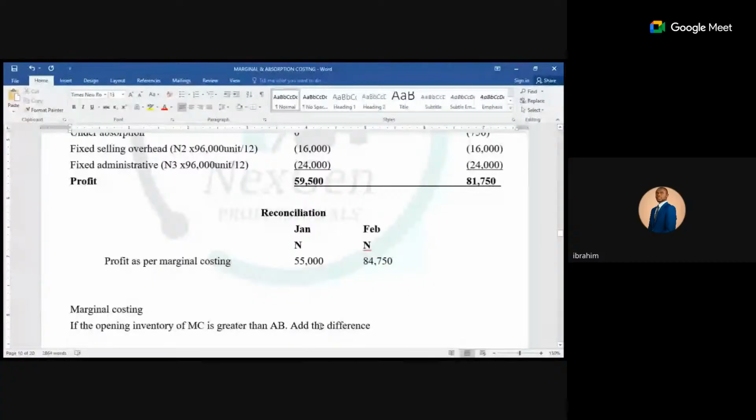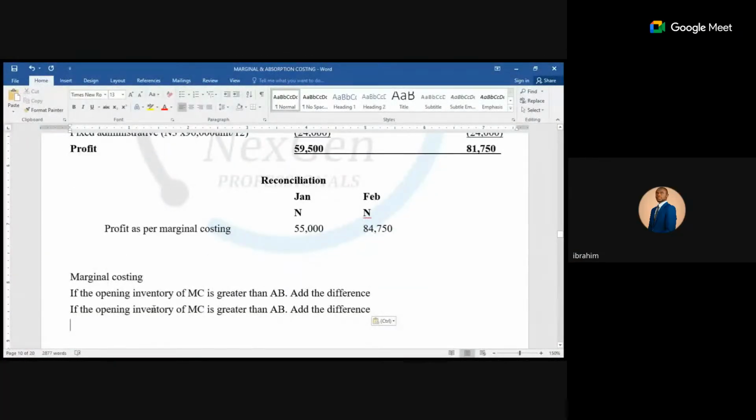Now, in another case scenario, where the opening inventory of marginal costing is less than absorption costing, which is AB, subtract the difference.